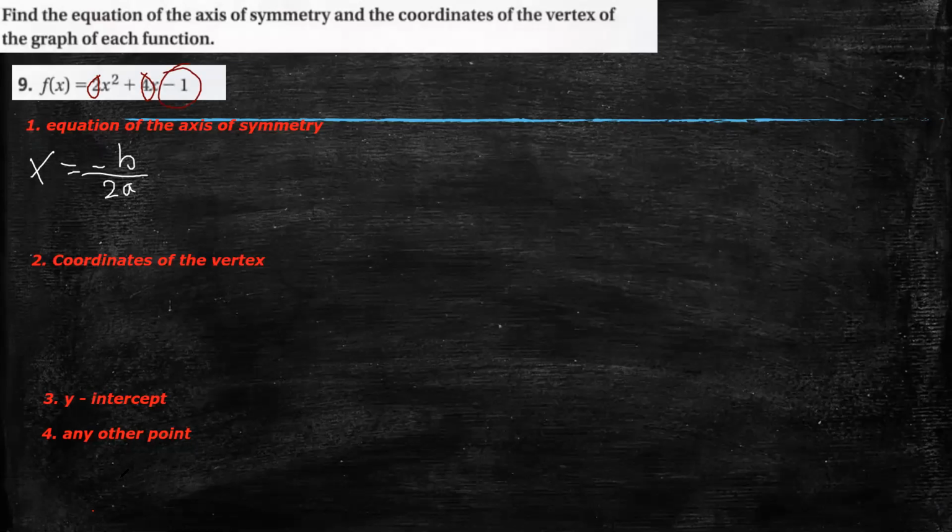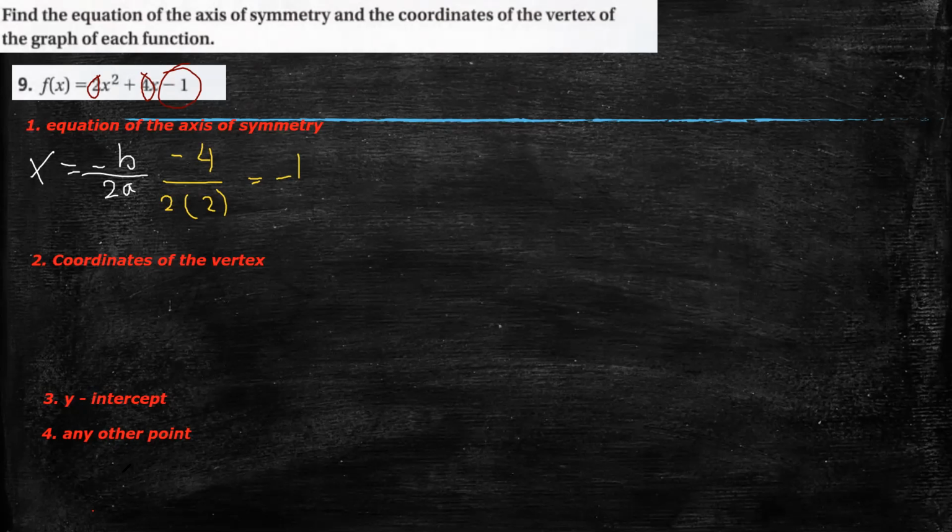So where is b? It's 4. So negative 4 over 2 times a. Where is a? It is 2, not 4. So negative 4 over 4 is negative 1. So at x equals negative 1, this is now the axis of symmetry.